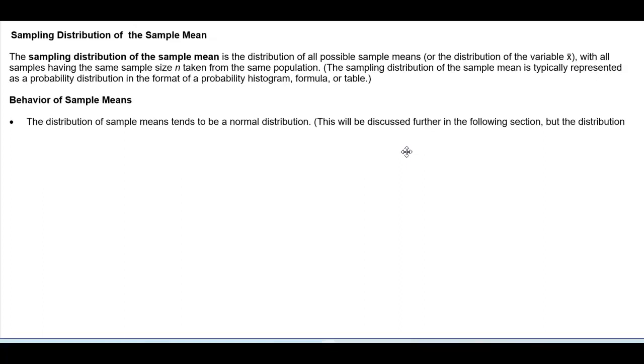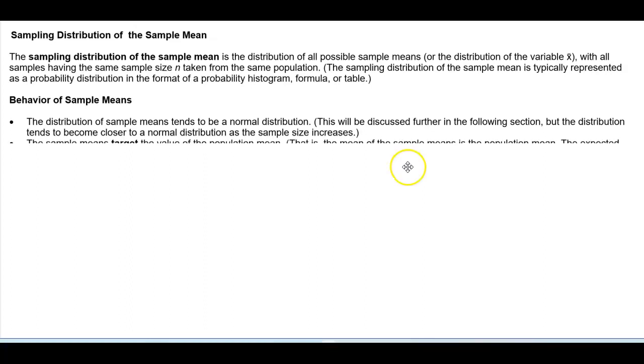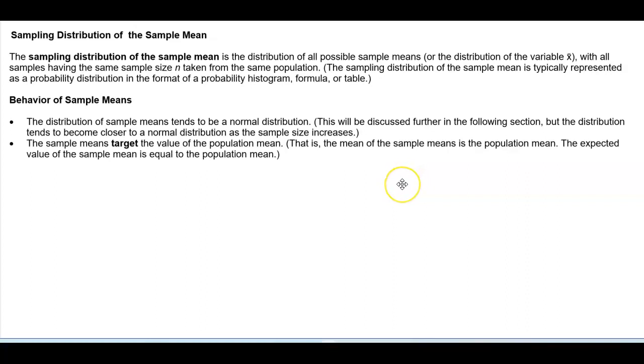The behavior of sample means. The distribution of sample means tends to be a normal distribution. This will be discussed further in the following section, but the distribution tends to become closer to a normal distribution as the sample size increases. The sample means target the value of the population mean. That is, the mean of the sample means is the population mean, and the expected value of the sample mean is equal to the population mean.